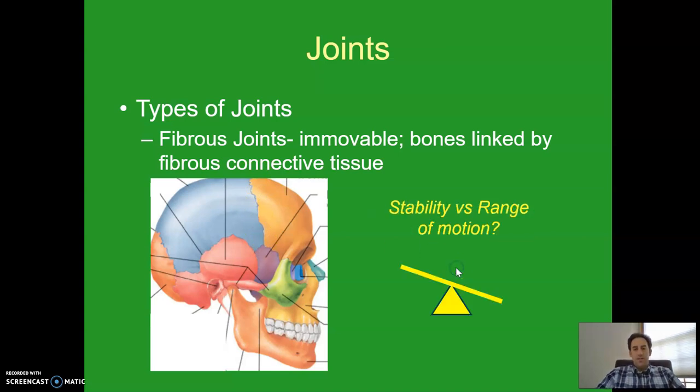On our little teeter-totter here, the skull has extraordinarily high stability but pretty much zero range of motion, which is good. That's what we want for the skull because its main job is to protect the brain. So we want it stable. We don't want it moving. All is well.